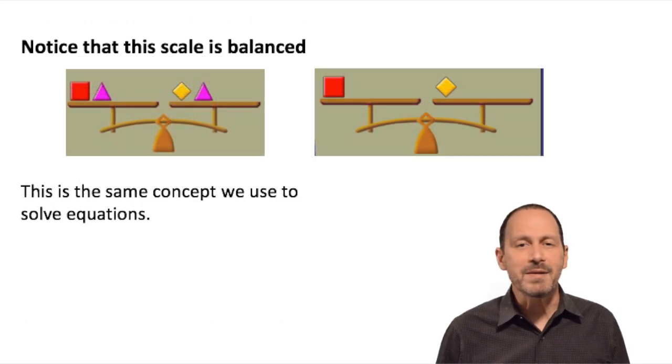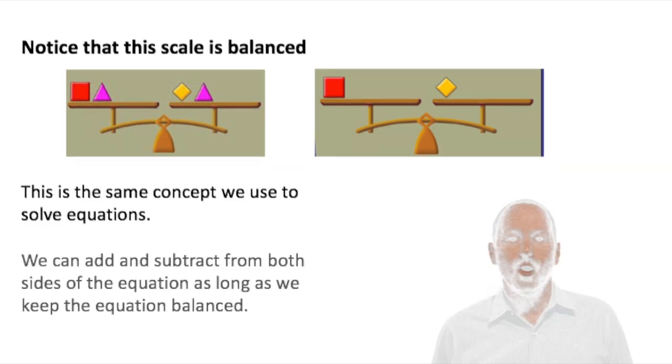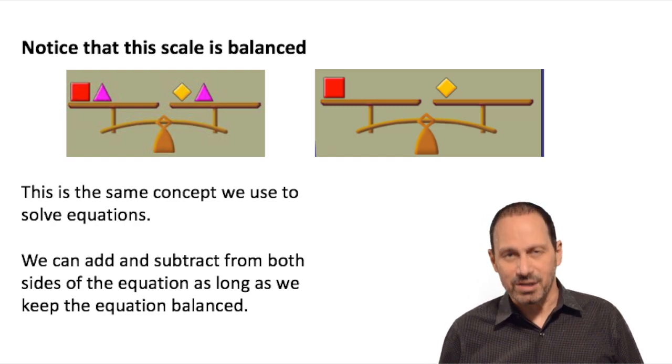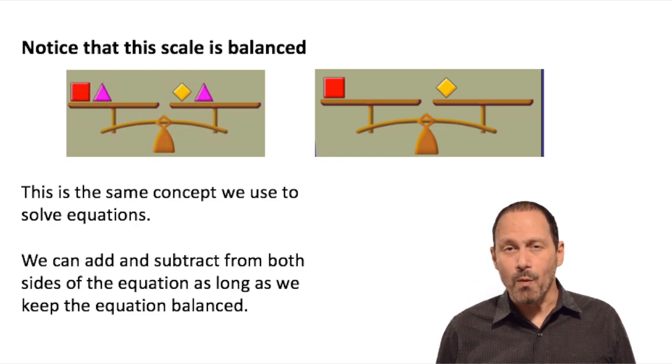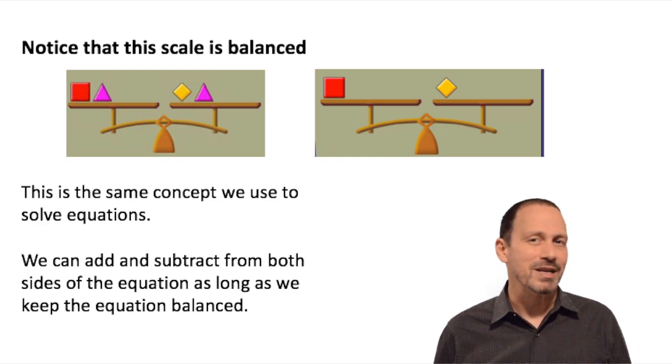This is the same concept we use to solve equations. We can add and subtract from both sides of the equation as long as we make sure that we do it on both sides, so that we preserve the balance, so that we preserve the equality between both sides of the equation.